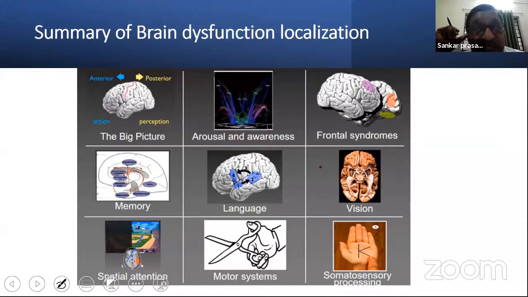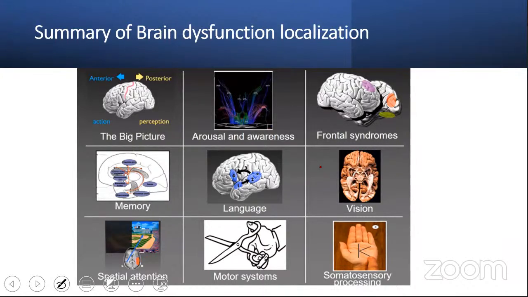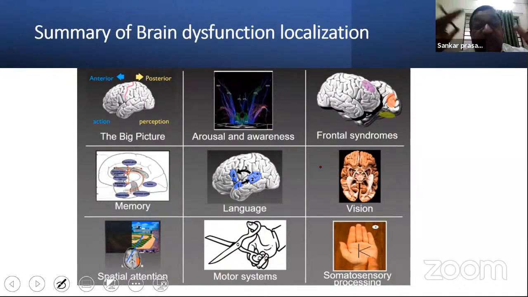We also discussed about the arousal and awareness. We discussed about the reticular activating system, the difference between the arousal and the content. Then we discussed frontal syndromes, the memory, the language, the vision, the spatial attention, especially to the right and left cerebral hemispheres, the praxis, the motor systems, this somatosensory processing. I think I'll stop here and ask if there are any questions or any clarifications in the portion that is so far covered. We'll cover the remaining part on Wednesday from 12 to 1.